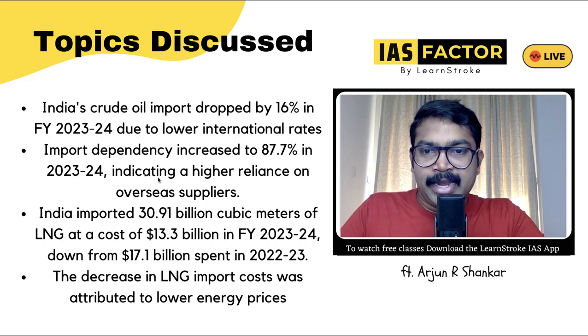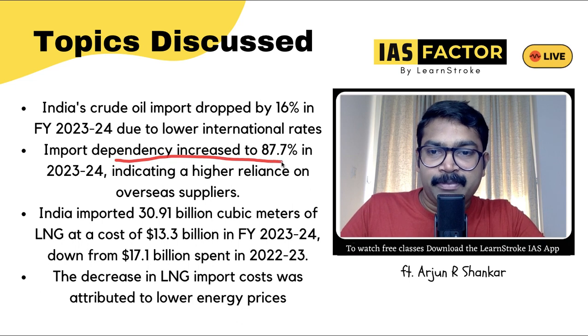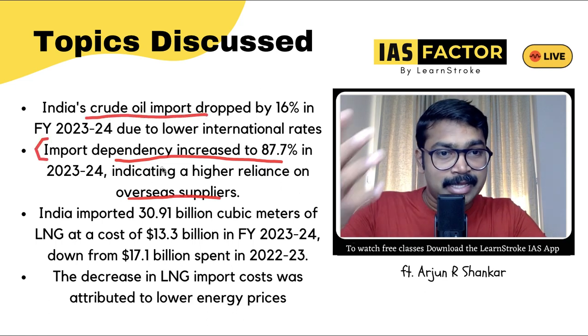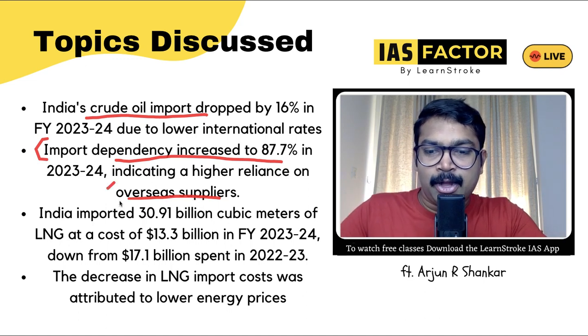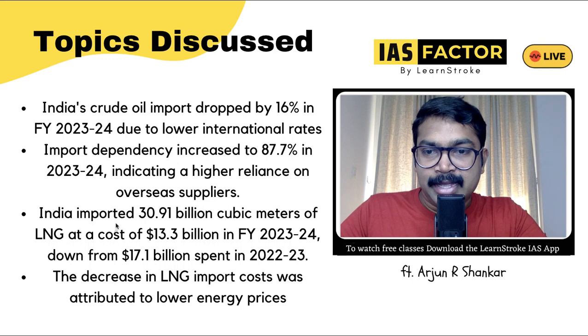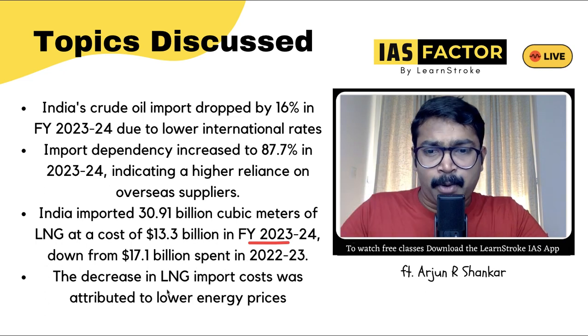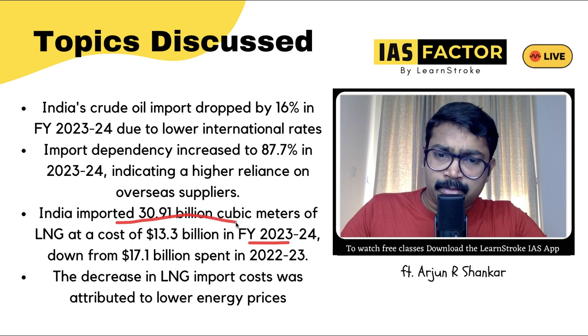But import dependency has increased to 87%, indicating a higher reliance on overseas supply. The crude oil import dropped, but the dependency is high because India needs to have more sources. We are depending on overseas suppliers for a lot of things. India imported 30.9 billion cubic meters of LNG at a cost. All these values are not important; the trend is important.